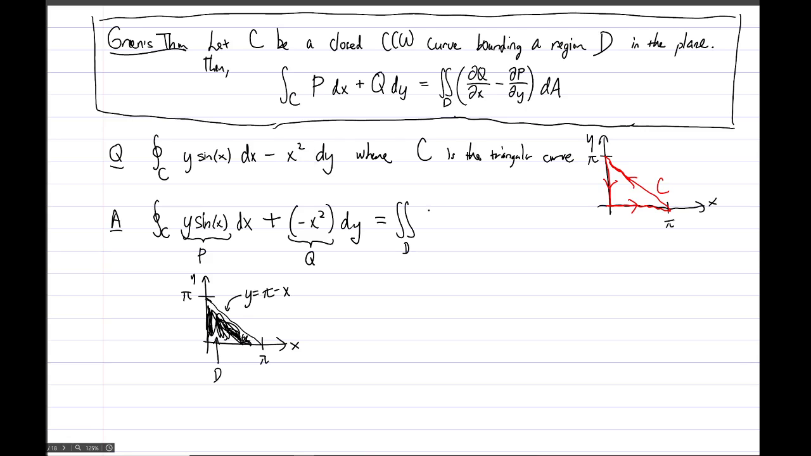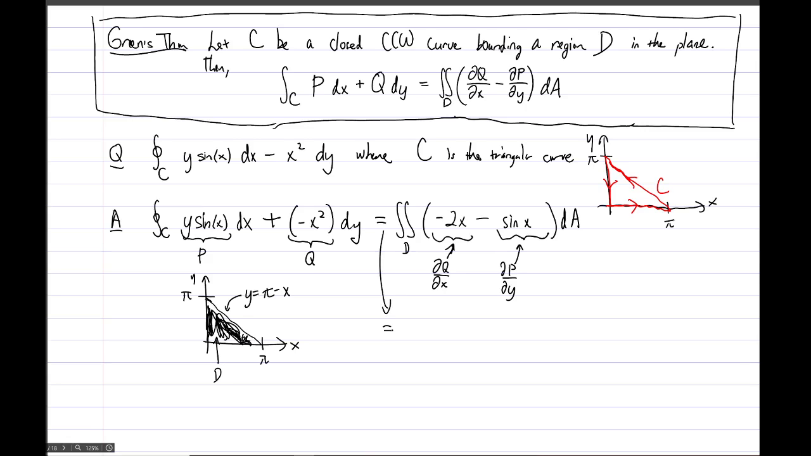So then, as Green's theorem tells us, we need here the partial derivative of Q with respect to x. So look at this negative x squared, and when you differentiate with respect to x, you'll have negative 2x here. Then copy the minus sign that's in the theorem box up there, so we'll have a minus. And then in this next spot, we need the partial derivative of P with respect to y. P is right there, and the derivative with respect to y is going to be sine of x. Okay, close parentheses, dA.